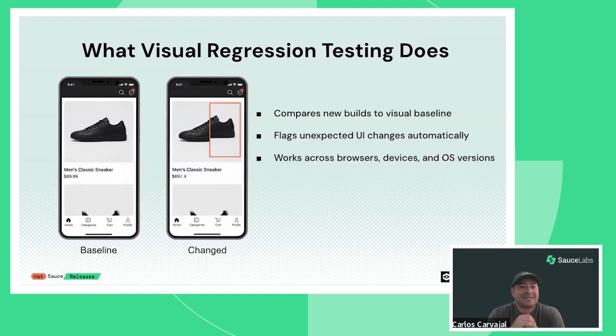So what does visual regression testing do? What are the core tasks? Number one, it's going to compare new builds to visual baselines. So you have your UX designer, they're going to provide what the application or the website should look like, and it's going to compare to that baseline. It's going to flag unexpected UI changes automatically, so we try to eliminate manual testing. And a good regression tool should work across browsers, devices, and operating systems, even legacy operating systems and legacy devices as well.